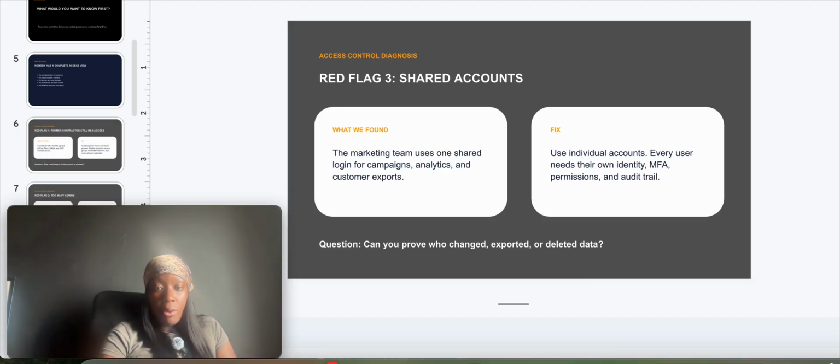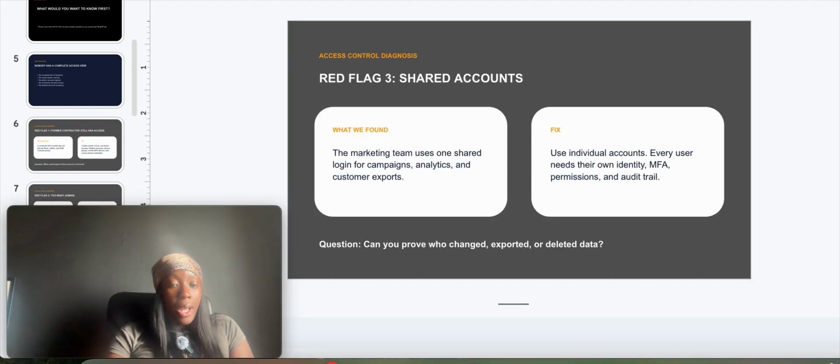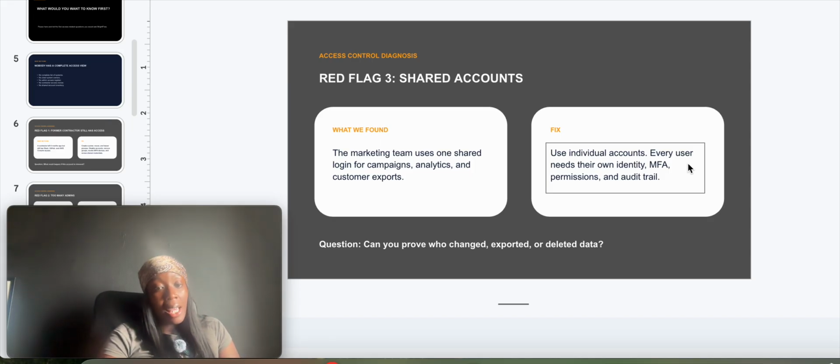Number 3, shared accounts. As previously mentioned, shared accounts are not a good idea. We need to have accountability. So the marketing team use one shared login for campaigns, analytics, and customer exports. So it looks like there's multiple people using one account. So that means that if Sarah uses the account or John uses the account, we don't know who did what. So if Sarah, John, and an attacker is using the same account, there's no difference. We don't know. And then the fix for this is individual accounts. So every single user needs their own identity, multi-factor authentication, and permissions, and an audit trail.